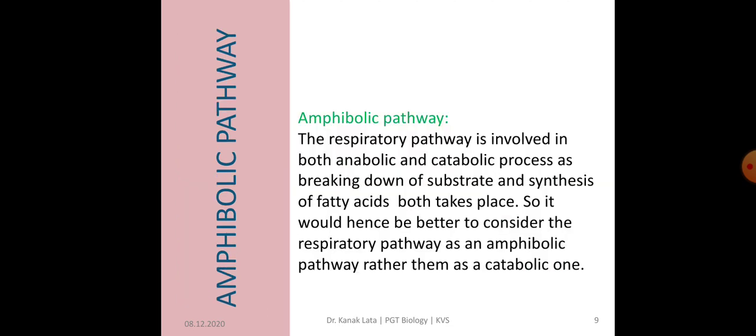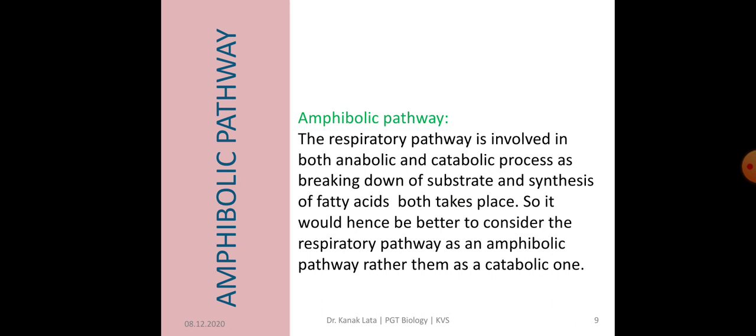Now it is about amphibolic pathway. The breakdown of respiratory substrates provides carbon skeleton for the synthesis of a large number of essential plant products such as polysaccharides, proteins, fats, nucleic acids, pigments, cytochromes, etc. Thus, the same process which acts as catabolic pathway for respiratory substrates also acts as anabolic pathway for synthesis of various intermediary metabolic products and secondary metabolites.